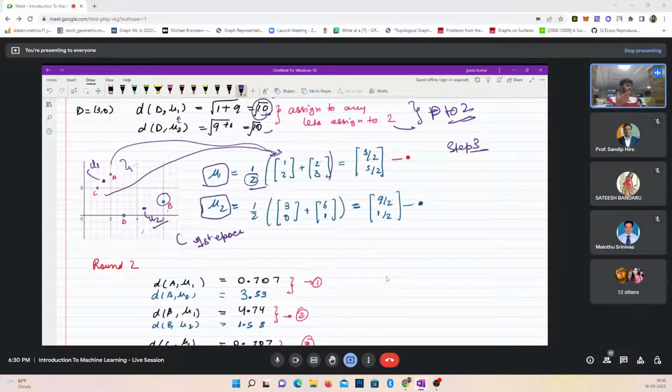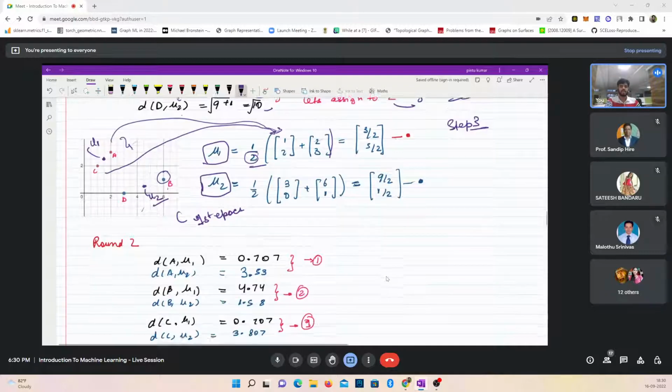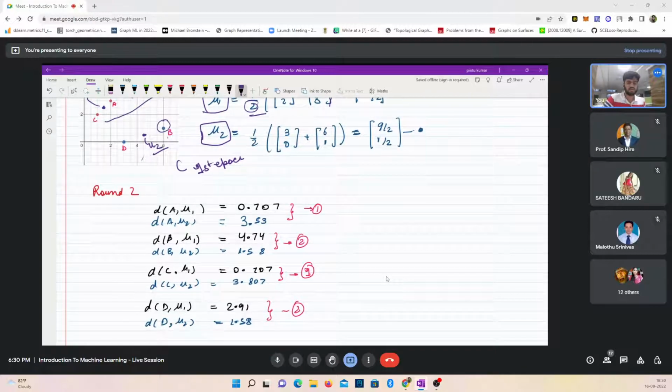Now we need to repeat the same steps again. So here are the distances that I've already calculated. You can try calculating it, and you would also get the same answer. The distance between A and mu1 and mu2, both of these I have calculated. What I got is that its distance from mu1 was lesser, so I assigned it to cluster 1. And for B, I assigned it to cluster 2, C again to 1, D again to 2. This time we didn't have the same similarity for D. This time it was different.